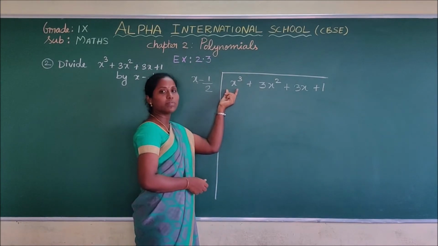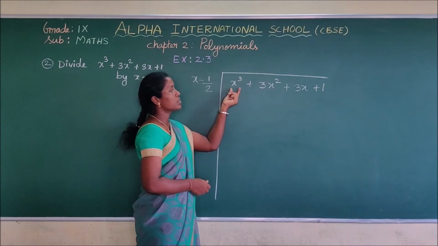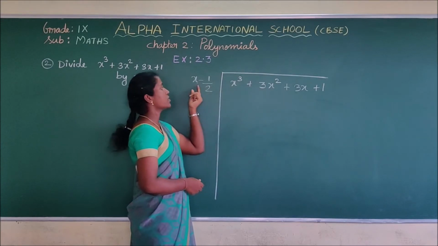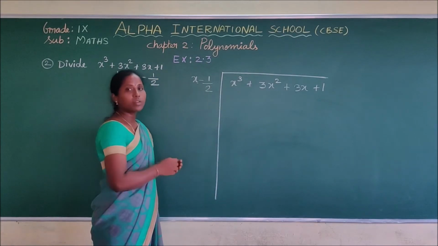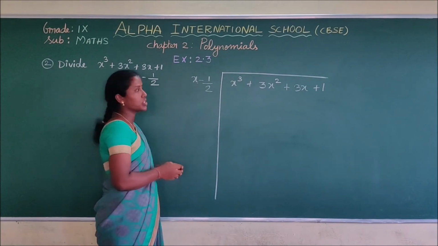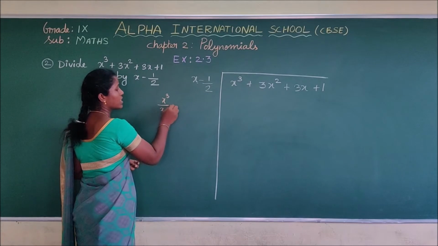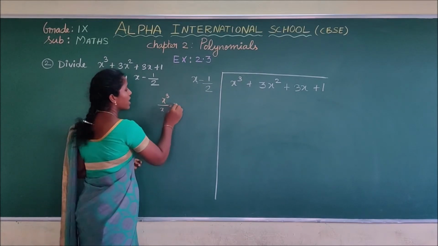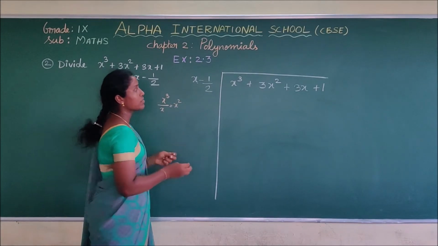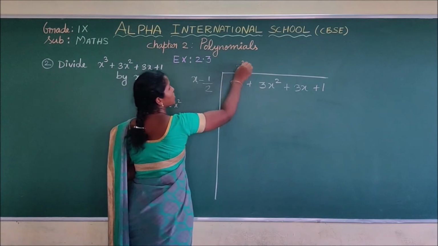First concentrate on the first term. What is the first term? X cube. Here the first term is x. So how to identify the term of the quotient? Divide x cube by x. What is the answer you are getting? It is x square. So we can take the first term as x square.